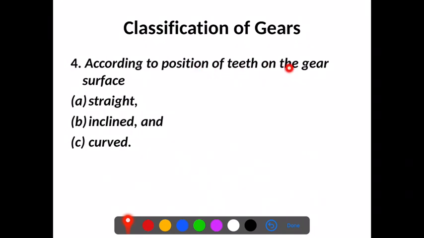According to the position of the teeth on the gear surface, as we have seen, gears can be called straight, inclined and curved. It depends on how the teeth are positioned on the gear surface.